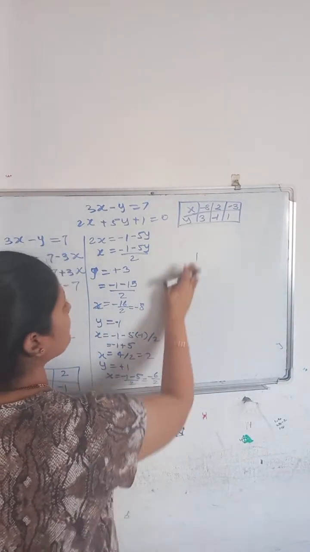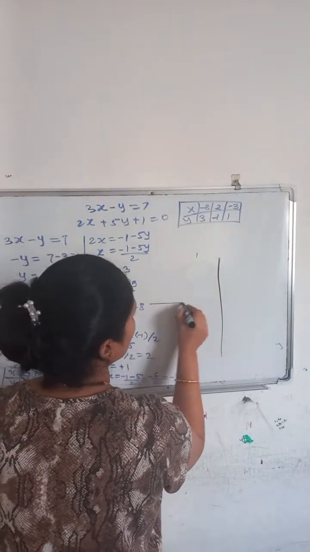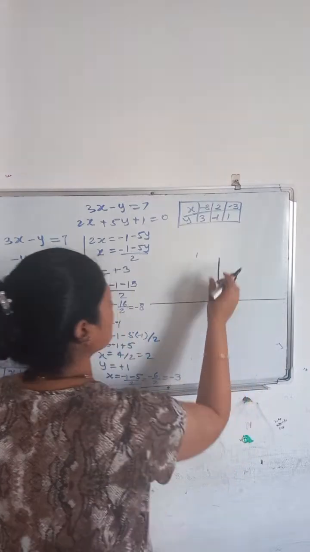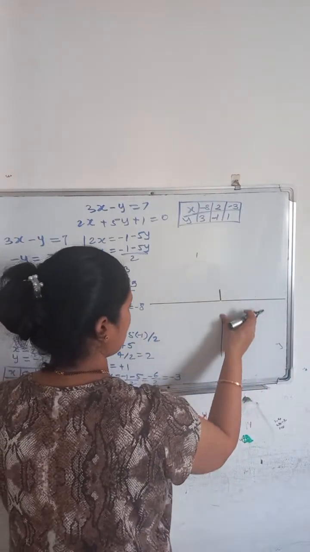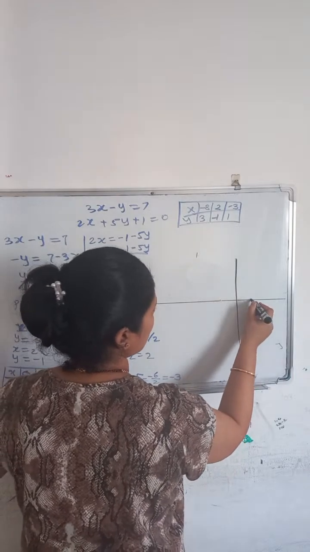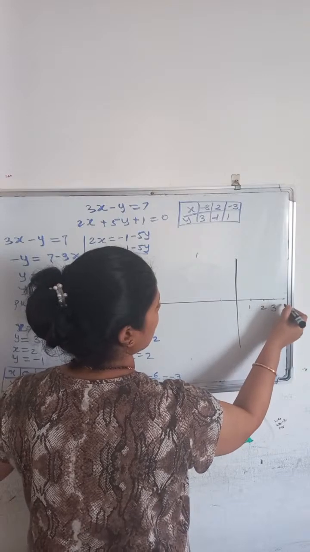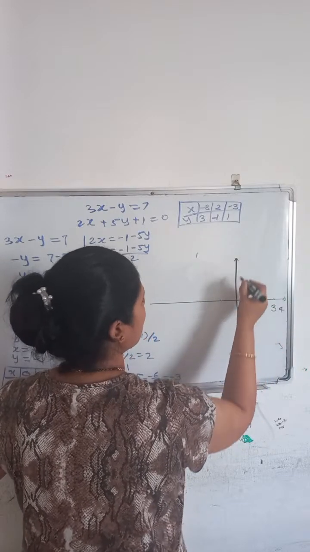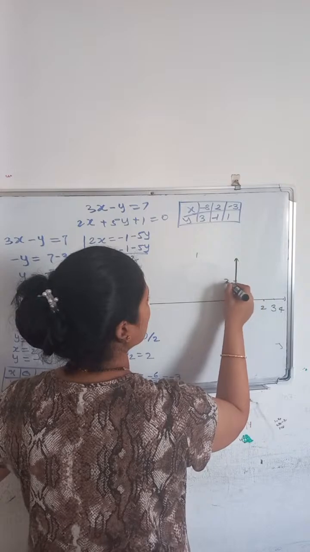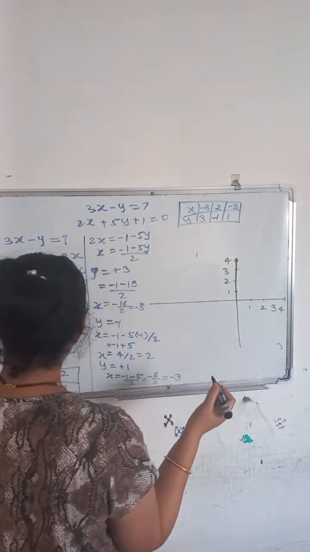Positive values are less, no? So I will take the graph a little to this side. Okay, 1, 2, 3 and 4. Here I can take 1, 2, 3 and 4.